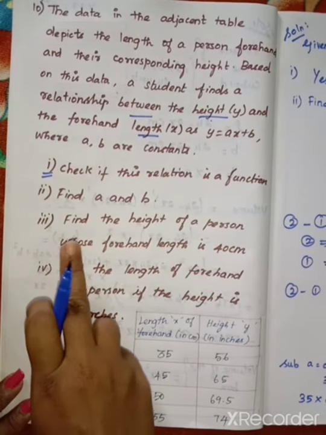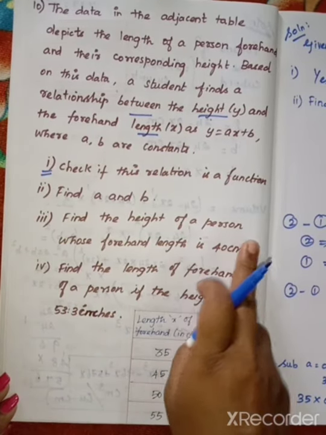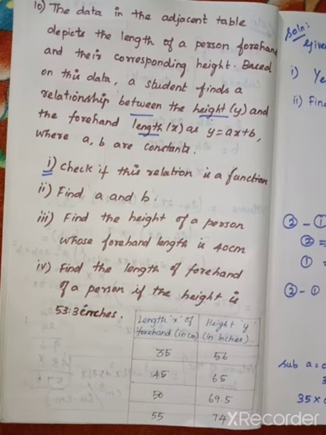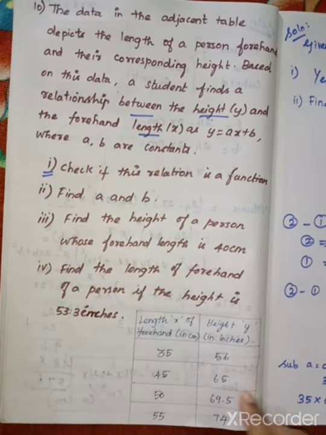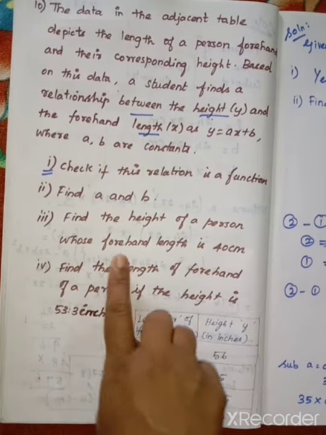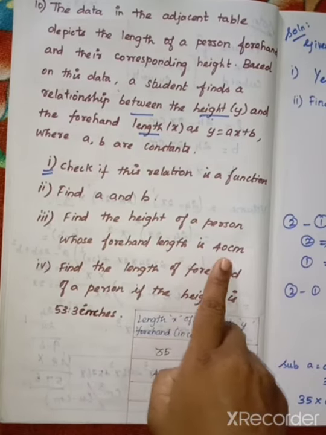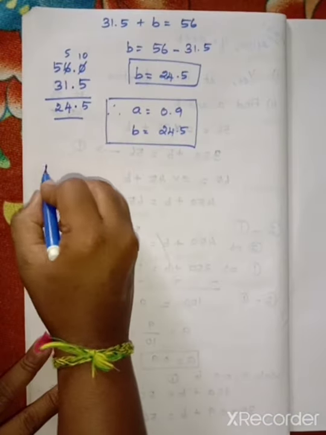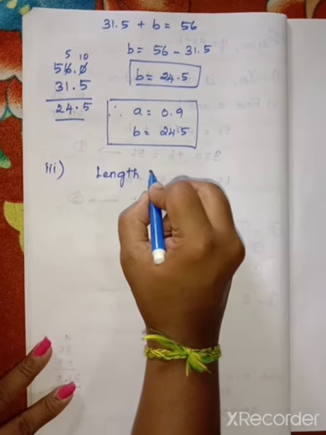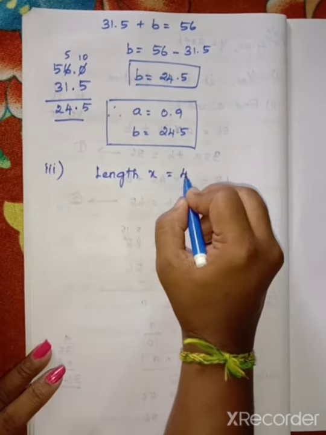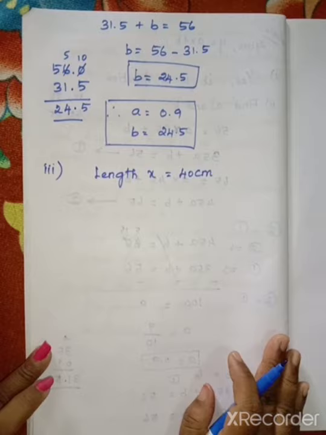Third subdivision is to find the height of a person whose forehand length is 40 centimeters. Here we find the height, which is considered as y. The given is the length, 40 centimeters. So in the third subdivision, the given is length, and length is considered as x. So x equals 40 centimeters.